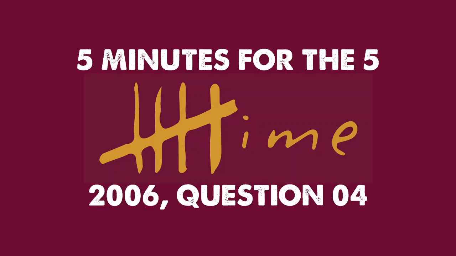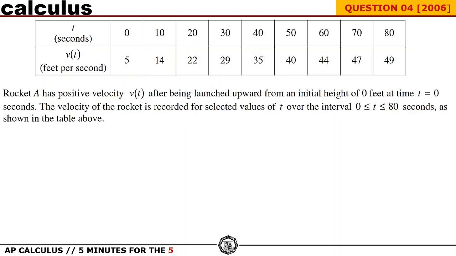We are looking at question number 4 from 2006. This is a mean value theorem Riemann sum question. They give you a rocket that's being launched with a positive velocity from time 0 to 80 seconds. At least that's what we're tracking here at the table. And they tell you that it's launched from a height of 0 feet. Here we go, part A.